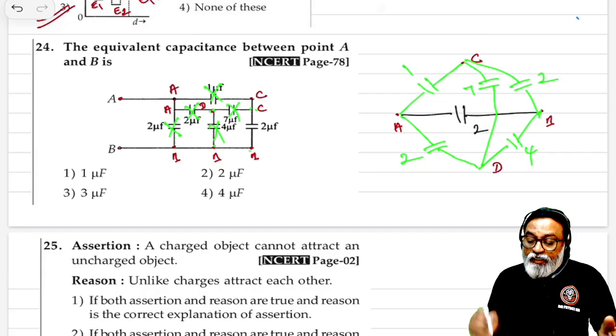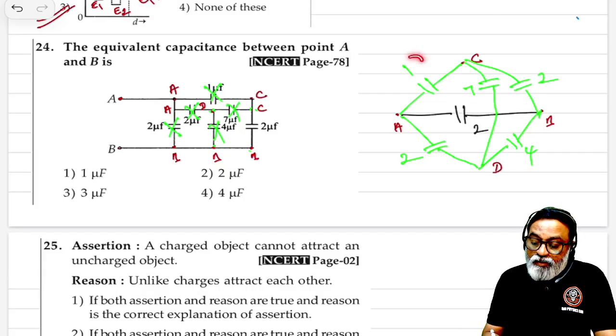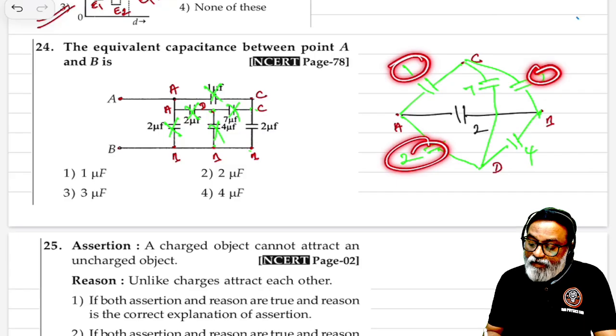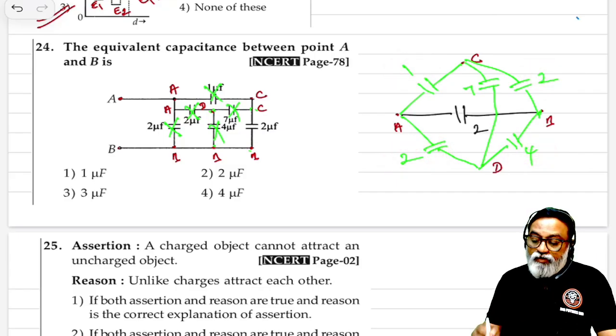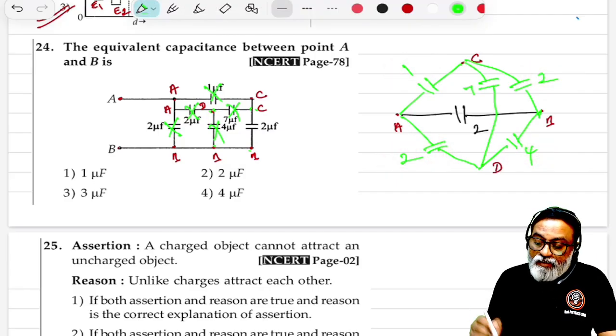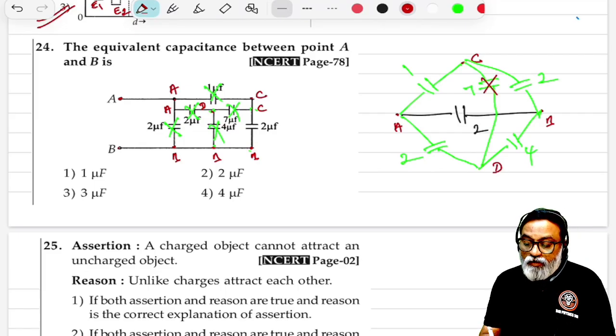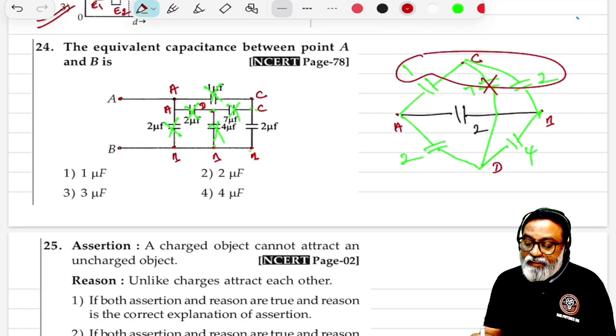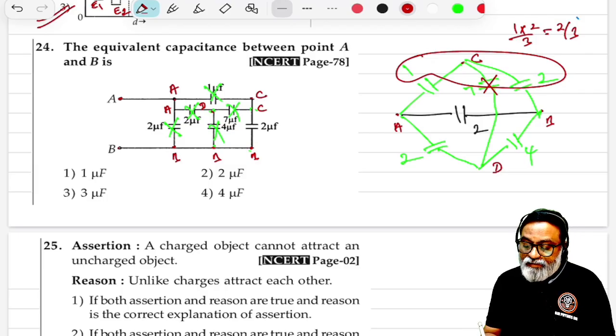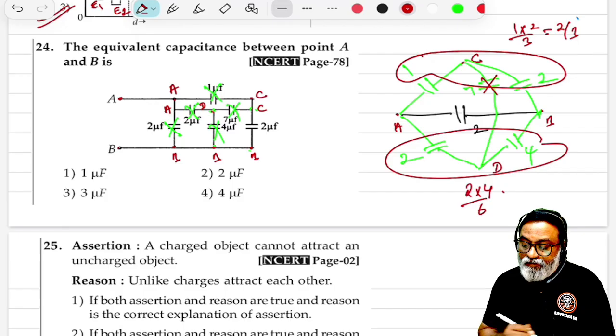Now, it is in the form of a Wheatstone bridge. Here is 1 by 2, 2 by 4. 2 by 4 means 1 by 2. Therefore, the bridge is said to be in balance. In balance condition, this capacitor can be removed. Now, this 1 and 2 are in series. Therefore, 1 into 2 by 1 plus 2, this becomes 2 by 3. And 2 and 4 also in series, 2 into 4 by 6, that is 4 by 3.